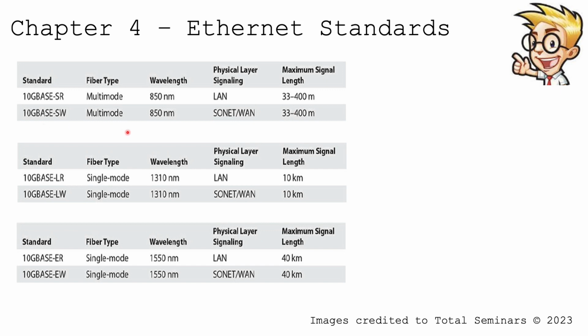10 base that works in multi-mode, same wavelength. You can see the different signals that we just talked about, like SONET and LAN, and then the signal length, quite short. A lot of people will probably choose down here in single mode. You can get much further distance of 10 kilometers, but it's a different wavelength as well. And then down here, you can get up to 40 kilometers, which is very, very long in single mode. And again, different wavelength and different topologies.